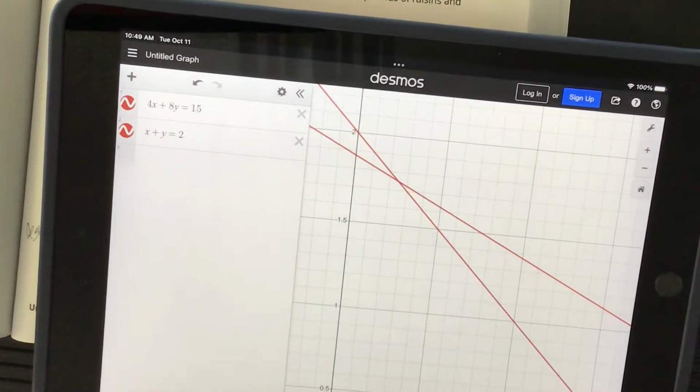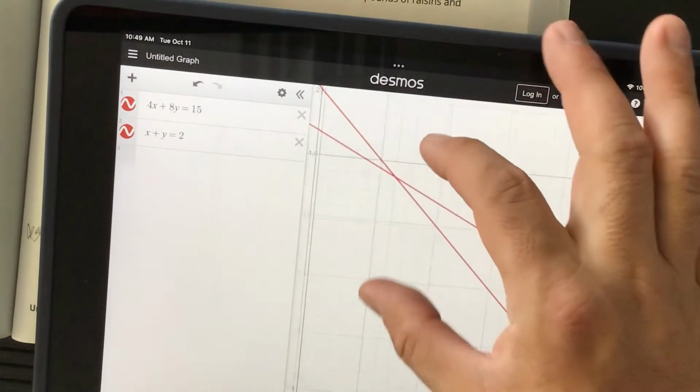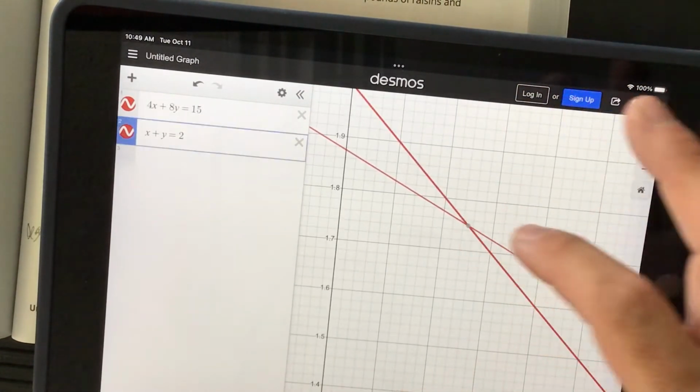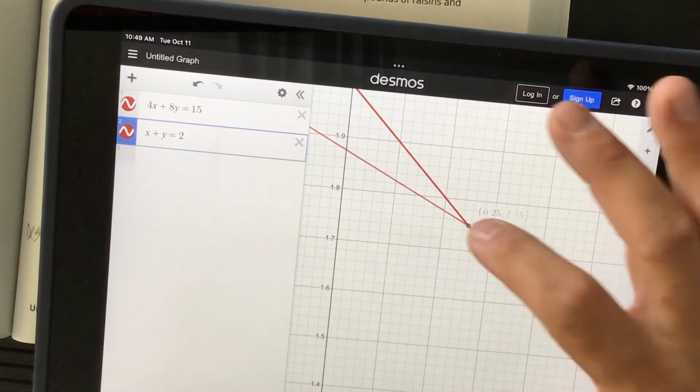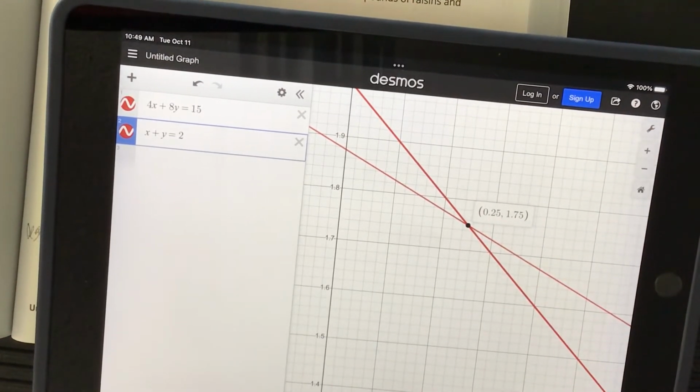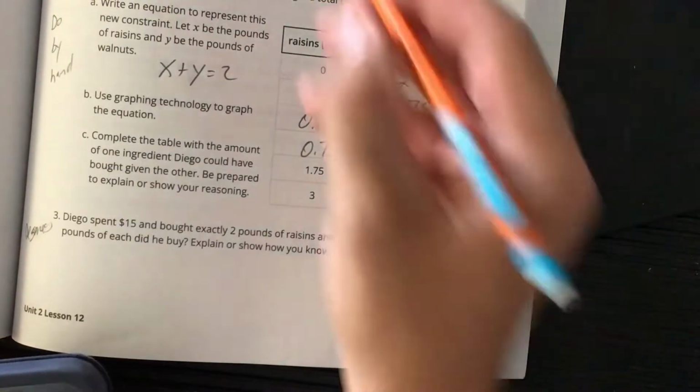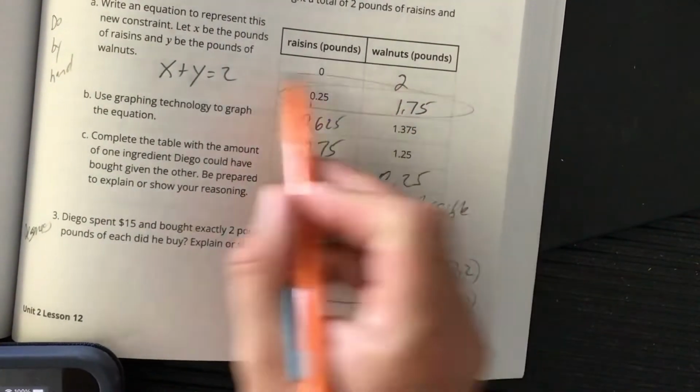Go ahead. So it's where they cross. Yeah, it happens one time, and it's going to be right there. So if you plug that in, you'll get exactly $15, and you will get exactly 2 pounds. And you'll notice it was on both of my charts as well, if you look at that.